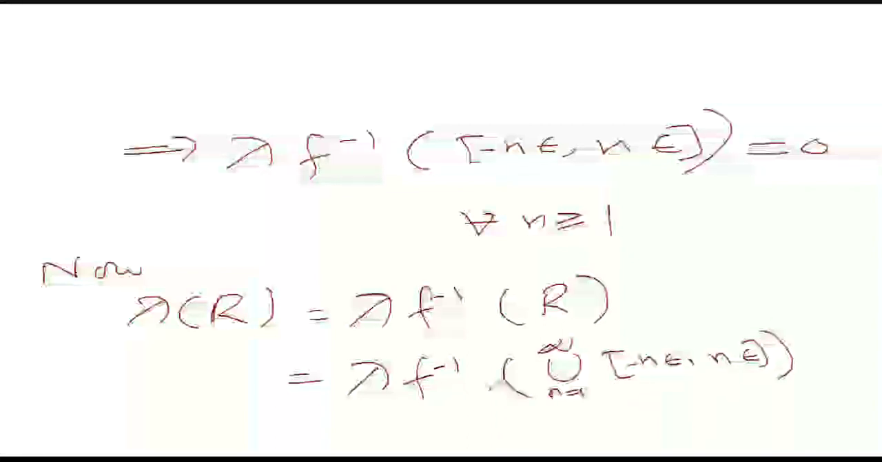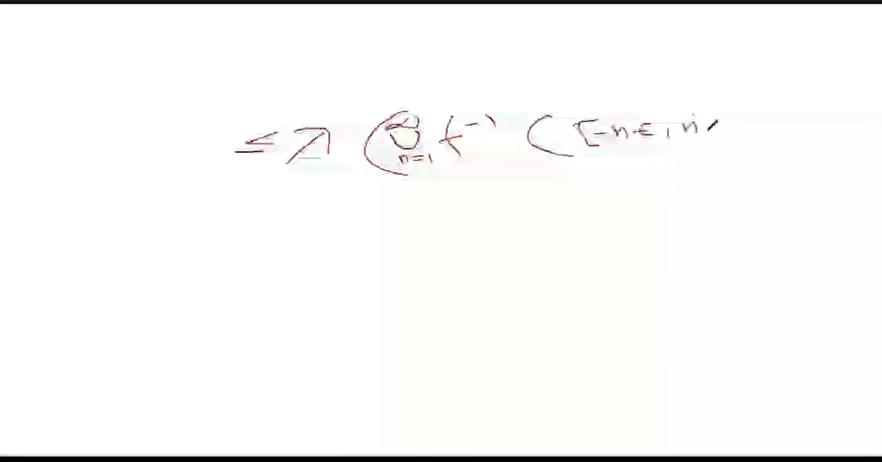So this union is the whole of R, and that's equal to the Lebesgue measure of F inverse of the union. It's less than or equal to, because F inverse of a union is a subset of the union of F inverses. So it's less than or equal to the Lebesgue measure of the union, n runs from 1 to infinity, of F inverse of minus n epsilon to plus n epsilon.